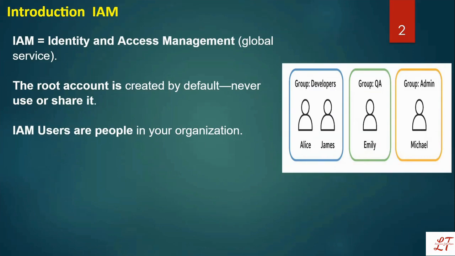When you first create an AWS account, it automatically includes a root account. But this should never be used for daily work because it has unlimited power. Instead, we create IAM users who represent real people, and IAM groups, which are just collections of users with similar permissions. Users can belong to multiple groups and even none, depending upon their role.